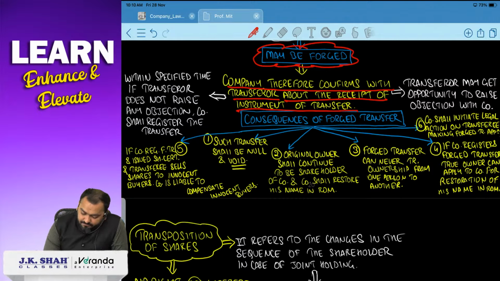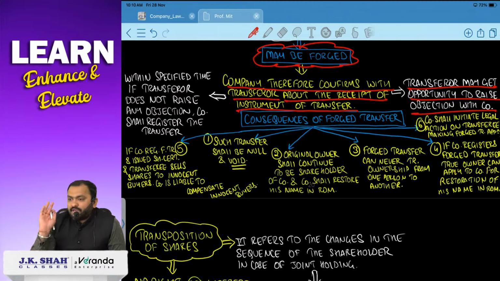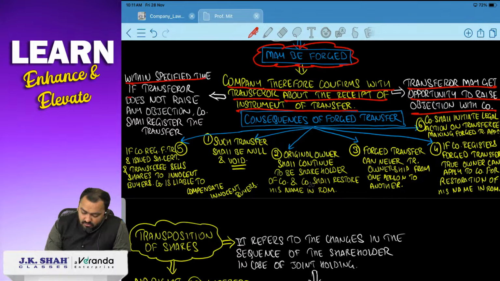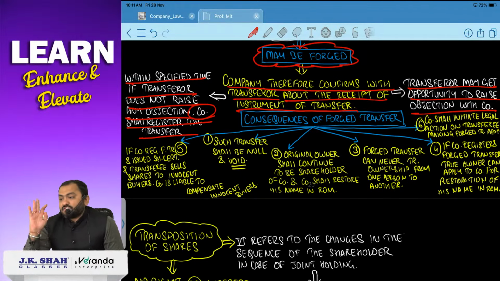So within the time, the transferor gets an opportunity to raise an objection. As it is forged, the transferor may say, don't transfer it, it is forged, I am not willing to transfer the shares to this person. So the transferor may have an objection, but the company will ask the transferor. But if the transferor does not raise an objection, then the company will register the transfer. If the objection is not raised within the specified time, then the company will register the transfer.